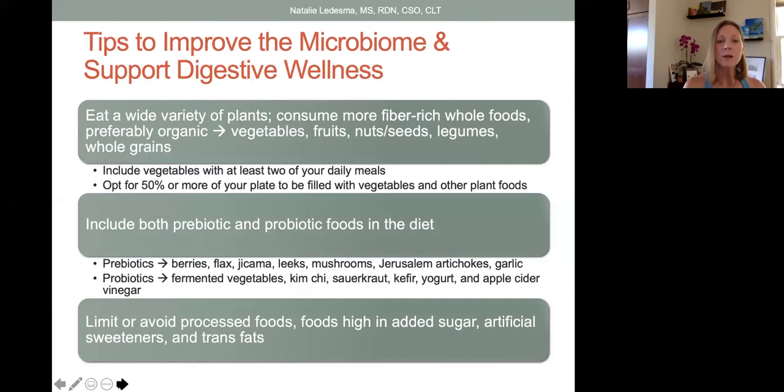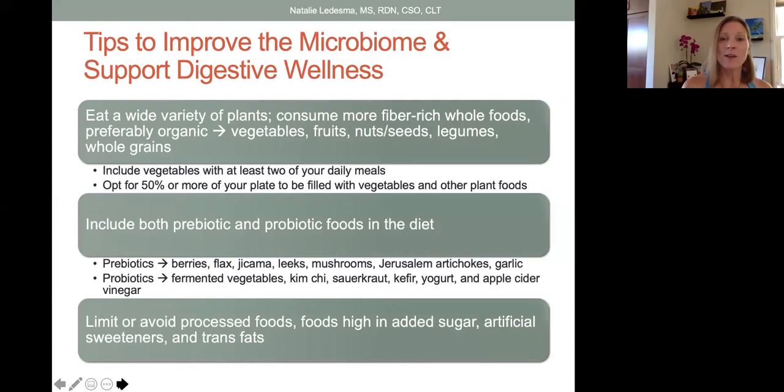Okay. We want to make sure we're including both prebiotic and probiotic foods in our diet. So prebiotics, as I mentioned earlier, could be berries, flax, jicama, leeks, mushrooms, Jerusalem artichokes, garlic, seaweeds, and more, right? There are a lot of different options, all different plant foods, okay?